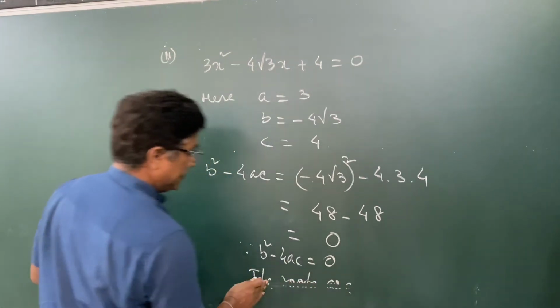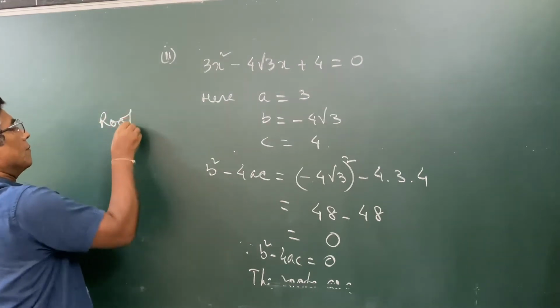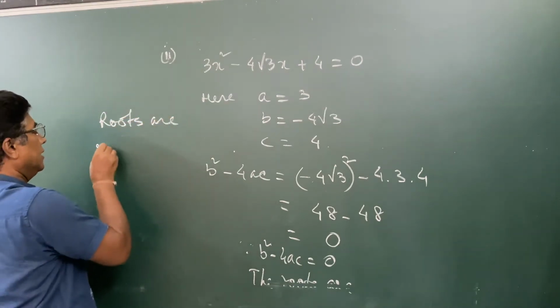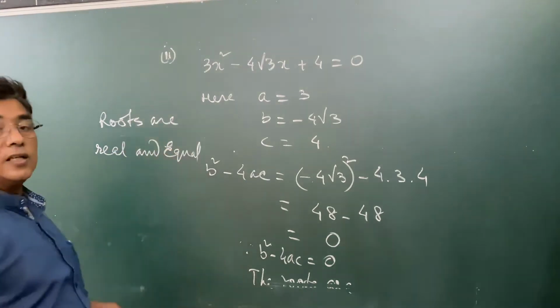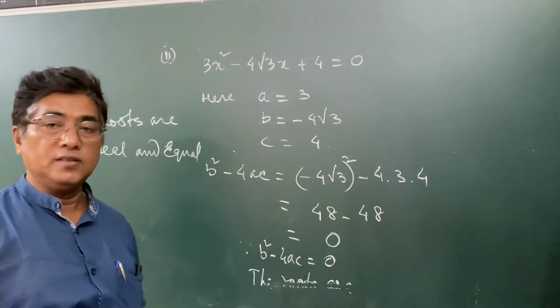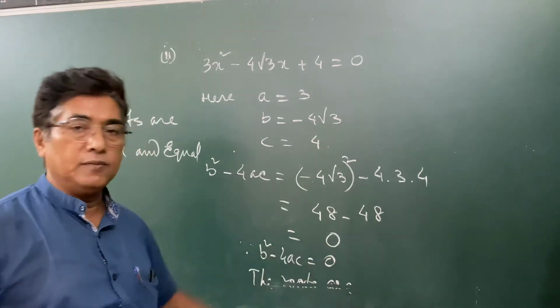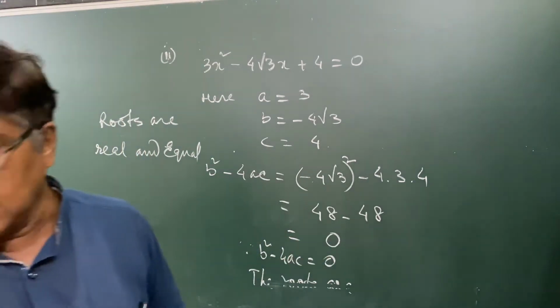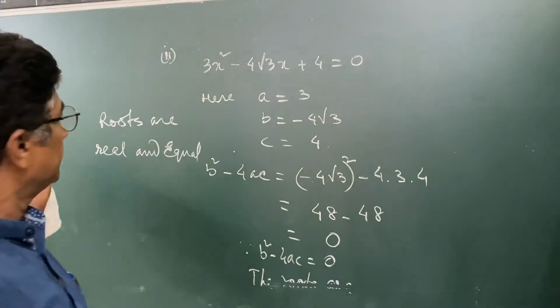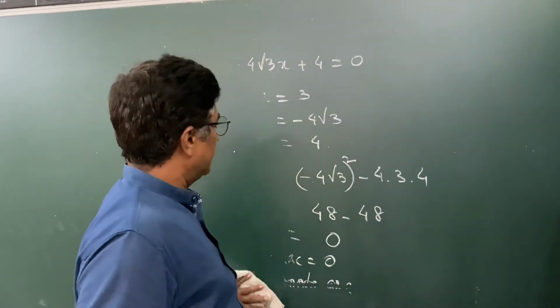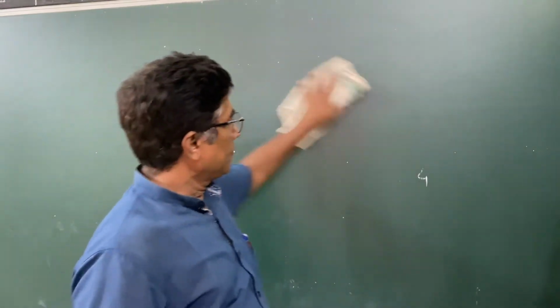Since b square minus 4ac is 0, the roots are real and equal. You get equal roots when b square minus 4ac is 0. Had it been positive, you would have said we get two distinct real roots. And if you get negative, you can't solve, can't get the value, unreal. So I think you can do question number 1. In question number 2 they told you to find the value of k so that they have two equal roots.